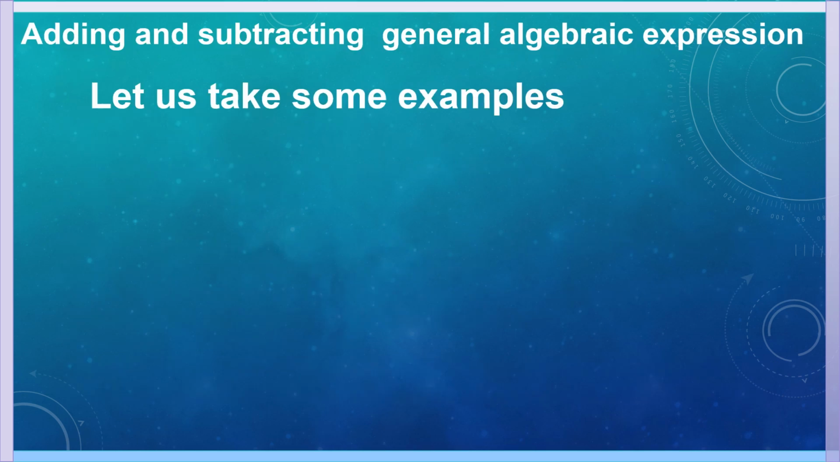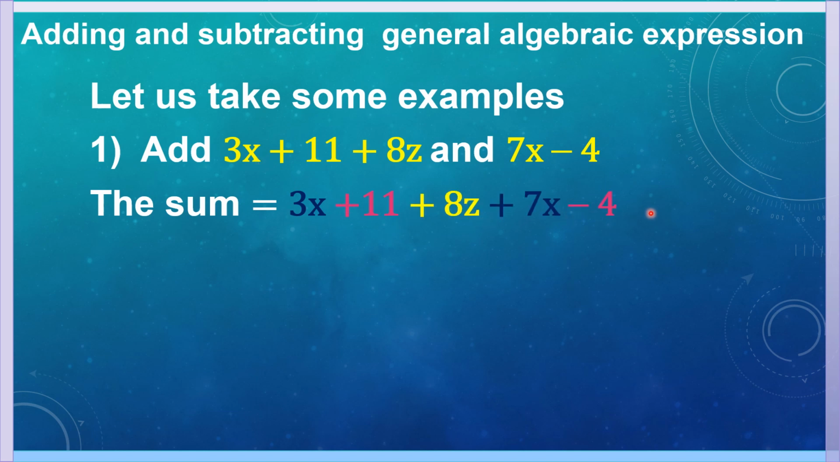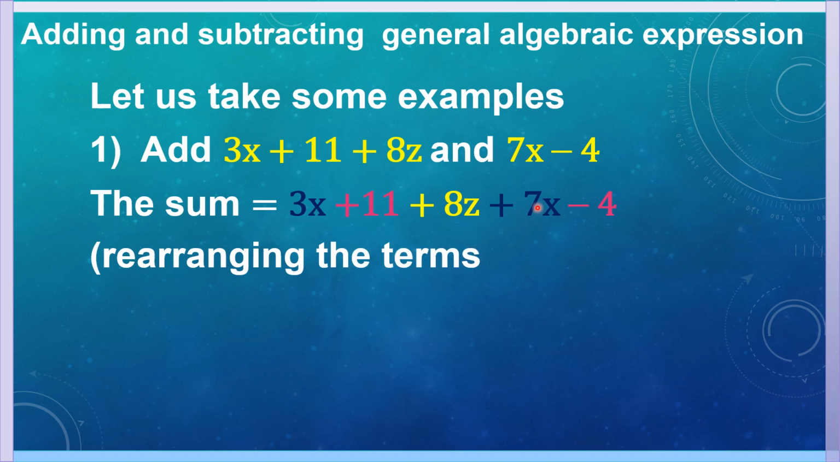Let us take some examples. Add 3x plus 11 plus 8z and 7x minus 4. Here two algebraic expressions are given. The sum is equal to 3x plus 11 plus 8z plus 7x minus 4. Rearranging terms, we have to separate the like and unlike terms. Here 3x and 7x are like terms, right? 11 and minus 4 are constant terms. First we have to write 3x plus 7x. Then these two constants, 11 minus 4, plus 8z. Here 8z is only one term.